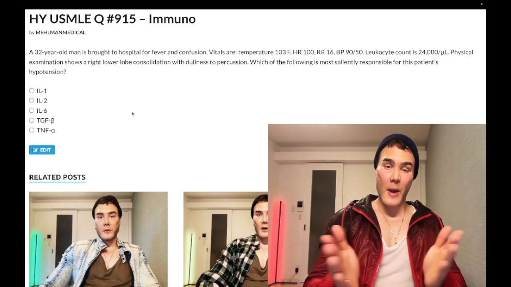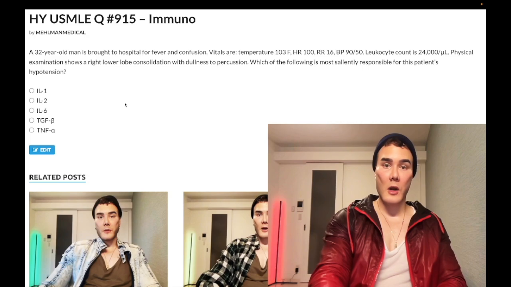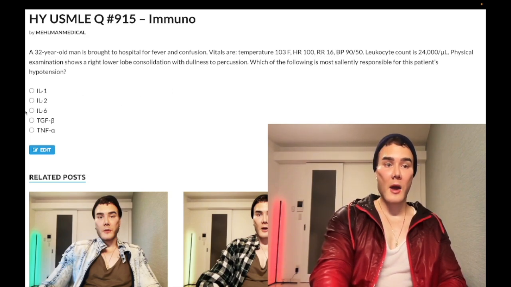But for septic shock, okay, they'll say a dude cut himself in his backyard, he's got sepsis, and they say, which of the following cytokines is responsible for the fever? Answer is IL-1. In this case, wrong answer. Choice B, IL-2, wrong answer.